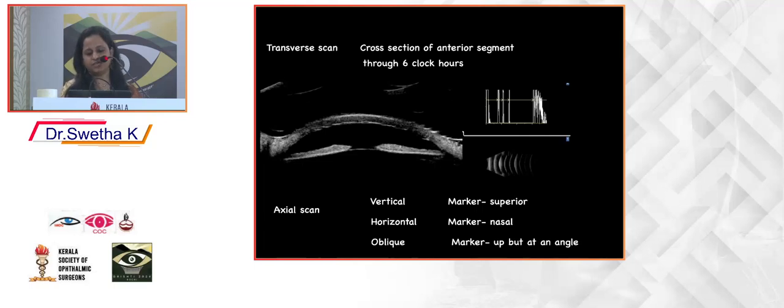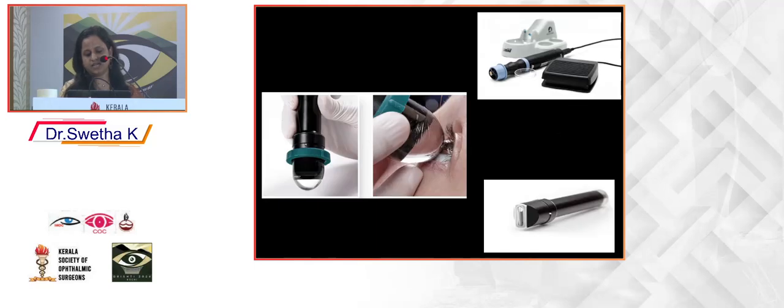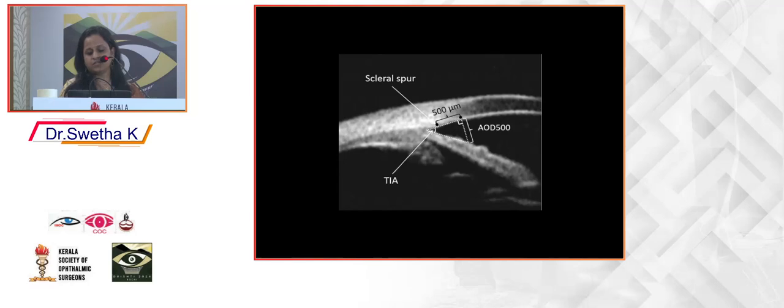I'm not going into detail of the examinations. And probes you can have with the cup, where we can fill it with water and keep it on the patient's eye, or directly you can see the ClearScan device, where you can directly keep it on the patient's anesthetized cornea. So the most important landmark that we have to identify is the scleral spur.